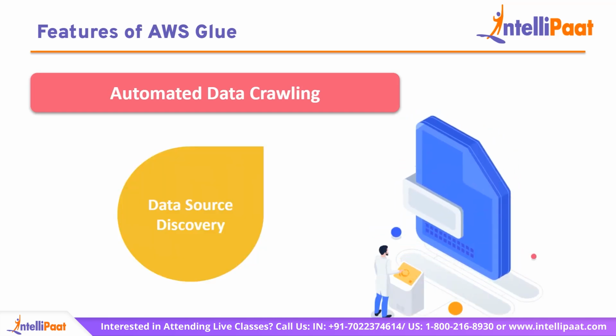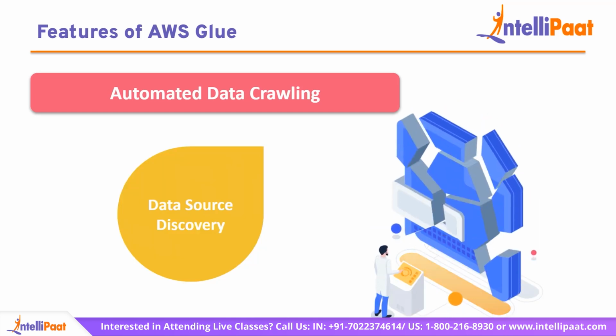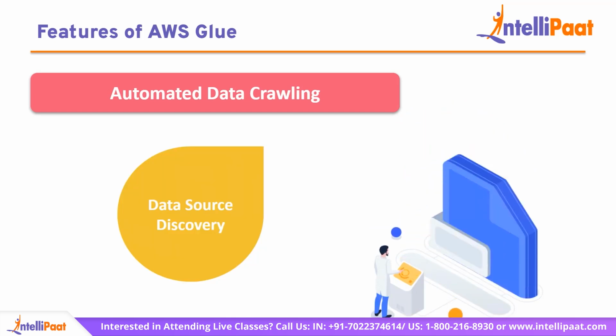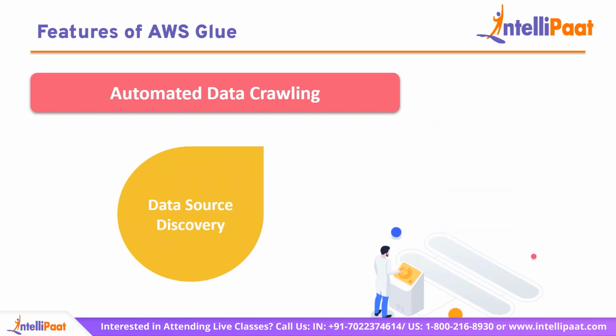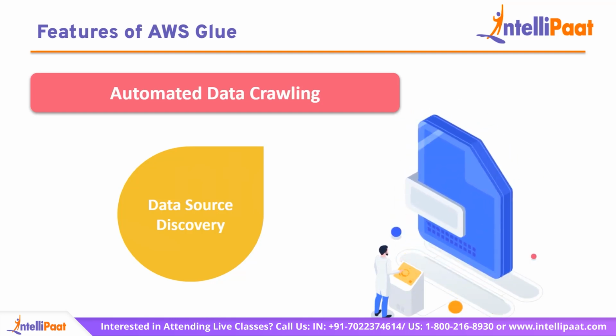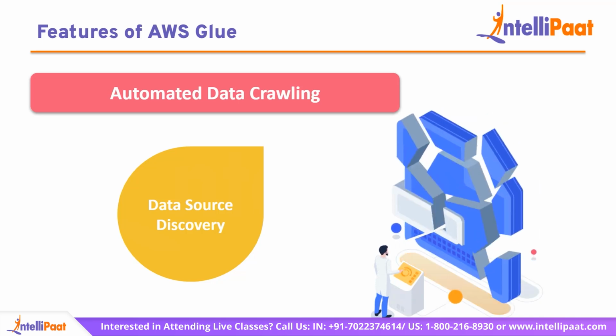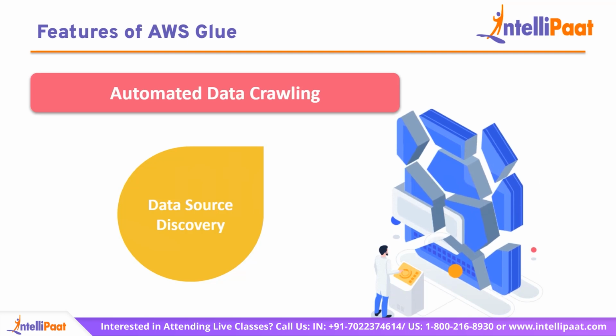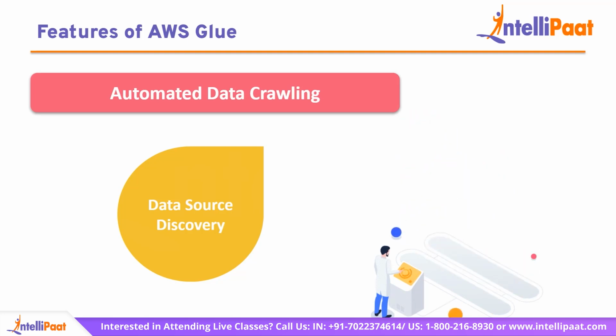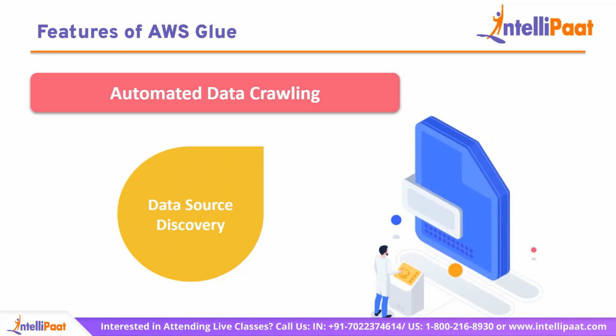The second one is data source discovery. Once the crawler is configured, AWS Glue starts the data crawling process. It automatically scans the specified data sources to discover data and understand its structure. The crawler analyzes file formats, metadata, and schema information to build a comprehensive view of the data.